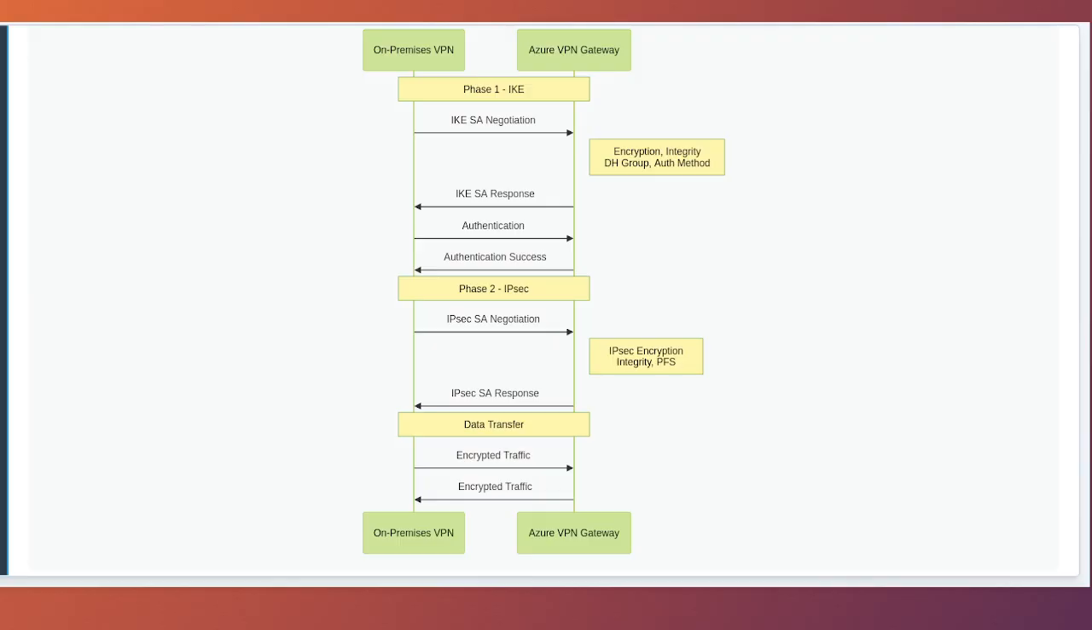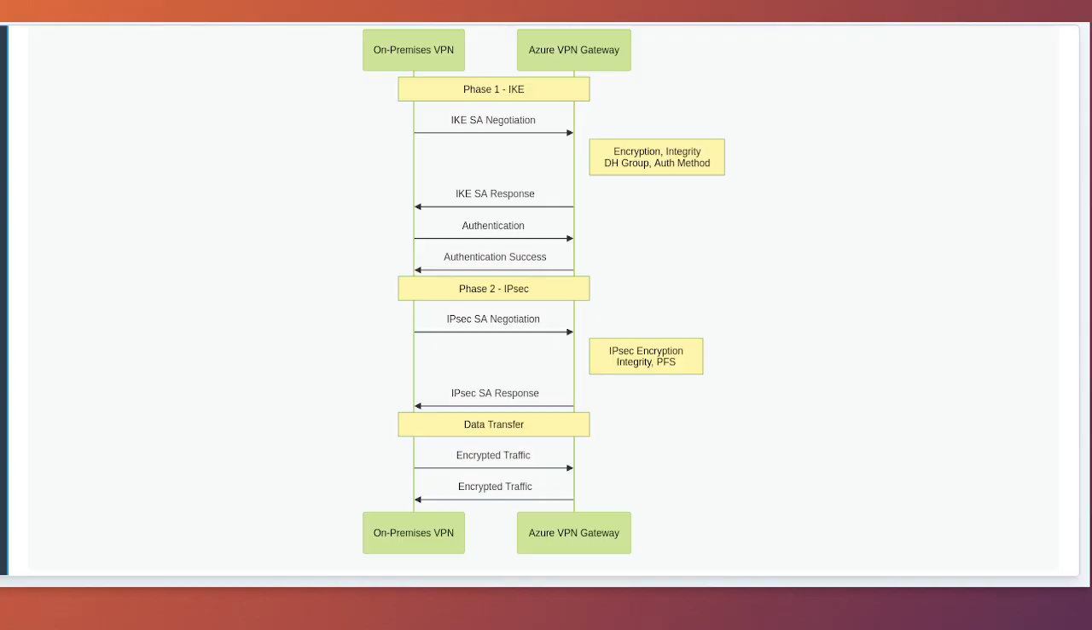Azure supports a wide range of cryptographic algorithms to ensure compatibility with various VPN devices. For encryption, options include AES-256, AES-192, AES-128, DES-3, and DES. For integrity, you can use SHA-256, SHA-384, SHA-1, and MD5.